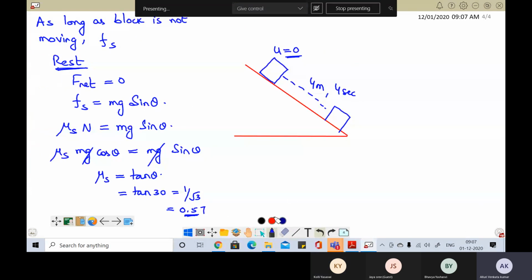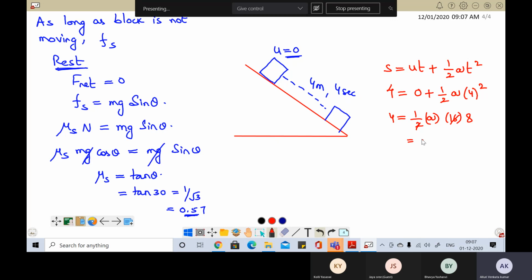we can apply which equation? S equals ut plus half at square. S is 4, so 4 equals 0 plus half times a into 4 square. So 4 equals half into a into 16. So a is 4 by 8, that means 1 by 2. So acceleration is 1 by 2 meter per second square.